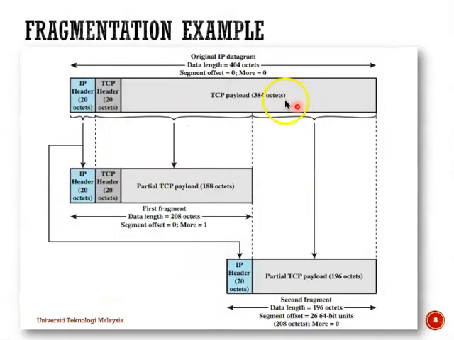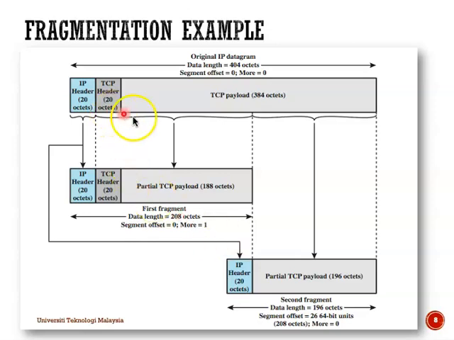Look at the fragmentation example here. This figure gives an example in which 2 fragments are created from an original IP datagram. In this example, the payload of the original IP datagram is a TCP segment. It consists of a TCP header and also application data. The IP header from the original datagram is used in both fragments, with the appropriate changes to the fragmentation-related fields, which are the fields that I showed in the previous slide.